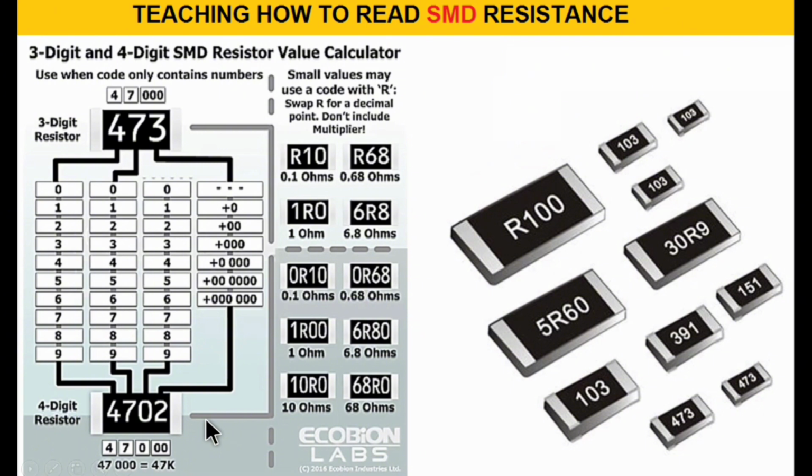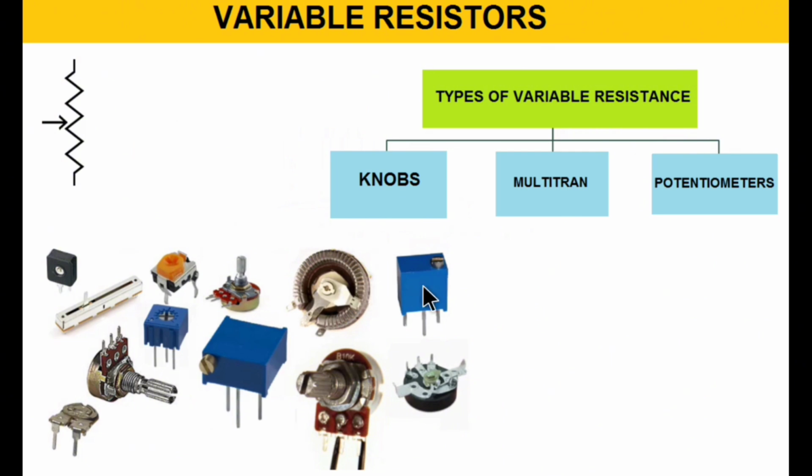Pay attention. If we had 10 ohms, this would be 1/10 of an ohm. If the R was on the side, this would be 68 hundredths of an ohm. If the R was in the middle, it would be 6 and 8 tenths of an ohm. It is the same in accurate resistors. Well, the SMD resistors are finished.